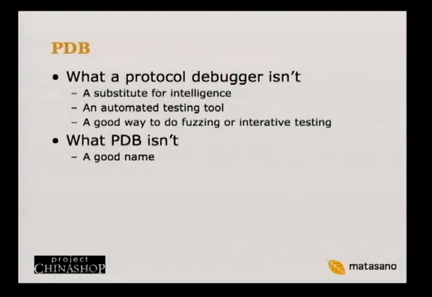Okay, Protocol Debugger is not a substitute for intelligence. It's not an automated testing tool. I'm not, at this point, automatically splitting open packets and identifying fields and doing crazy stuff like that, but I'm working on it. It's also not a good way to do fuzzing or iterative testing, which is what Dino's stuff is good for. And PDB is a crap name, because again, I didn't realize I collided with Microsoft. It's the problem with being a Unix guy, or mostly a Unix guy.